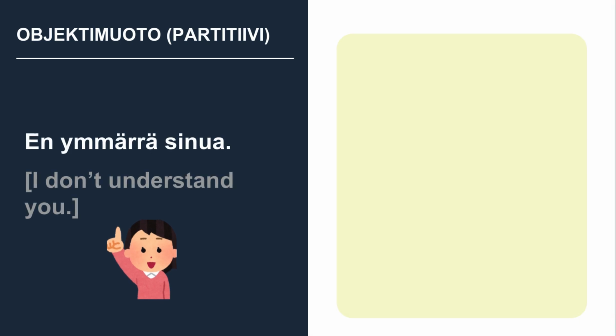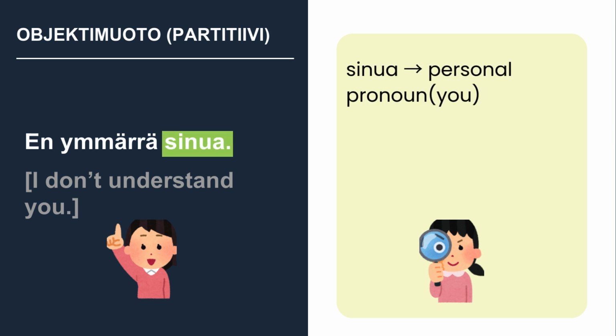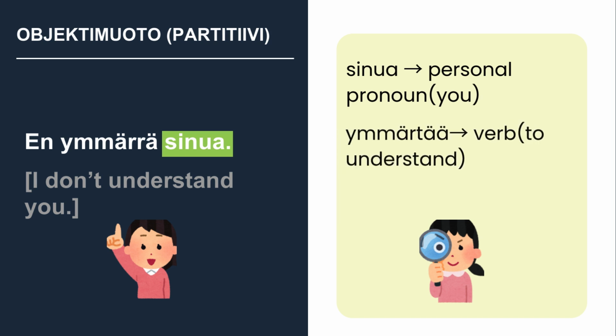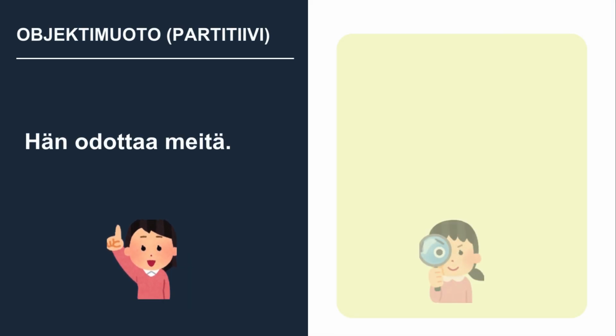Okay, the next example is en ymmärrä sinua. Here, sinua is a personal pronoun which means you. En, I don't. Ymmärrä, understand. Sinua, you. Ymmärrä comes from the verb ymmärtää, which means to understand. Since this is a negative sentence, the partitive case has been used.